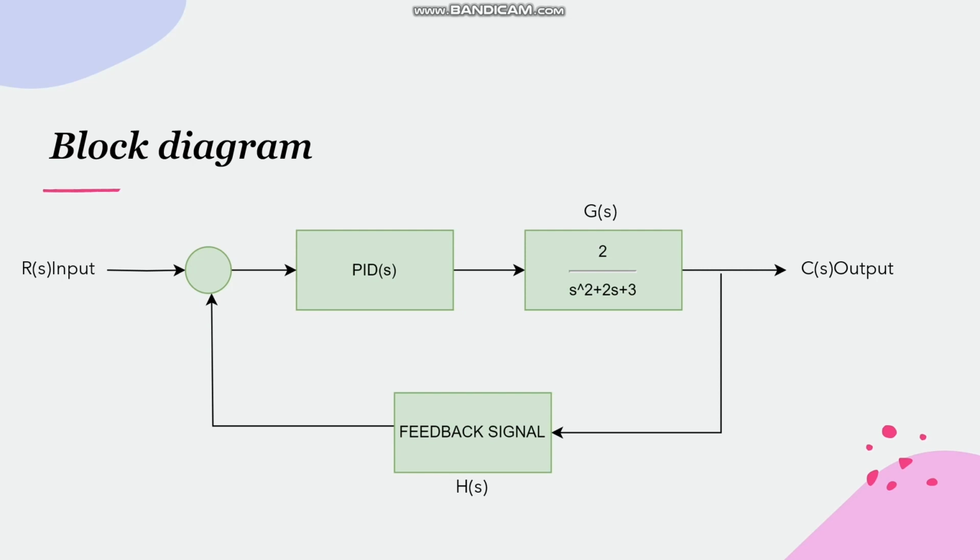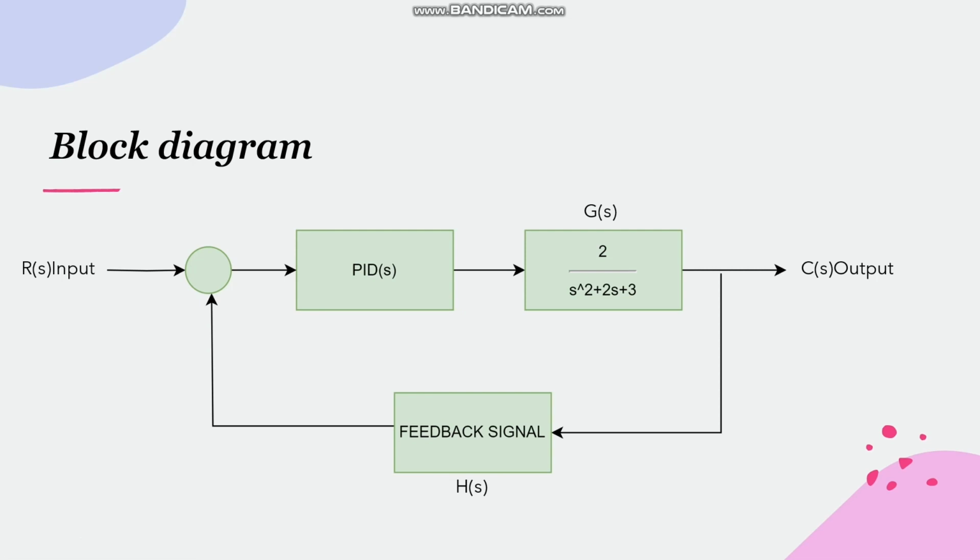So let's start. The signal into the block represents the input, which is the R(s) input, and the signal out of the block represents the output, which is the C(s) output. And the block itself, which is G(s), is the transfer function of the system. And we added a summing point and a PID to get a feedback signal, which is H(s).